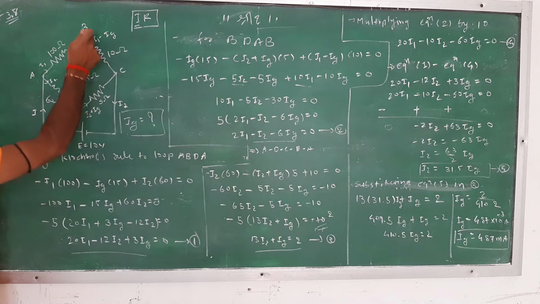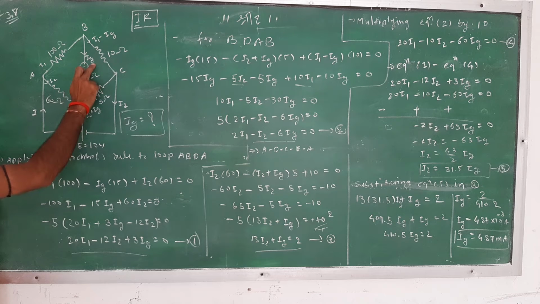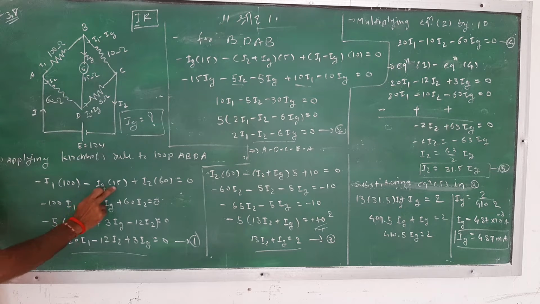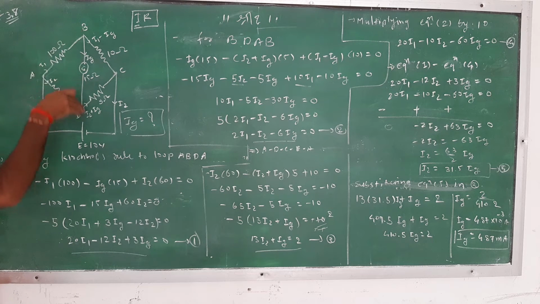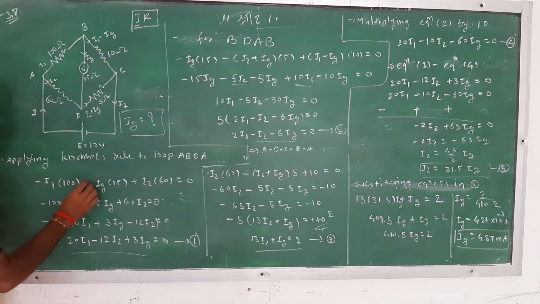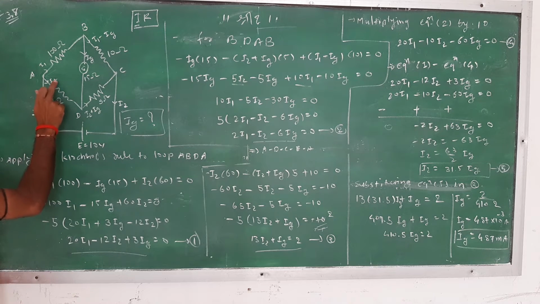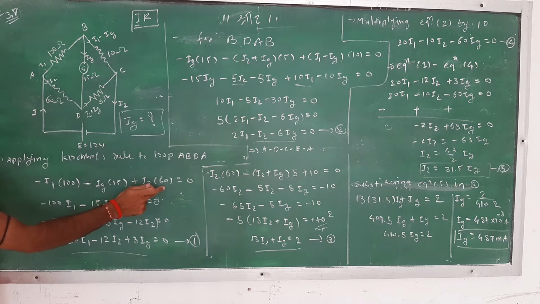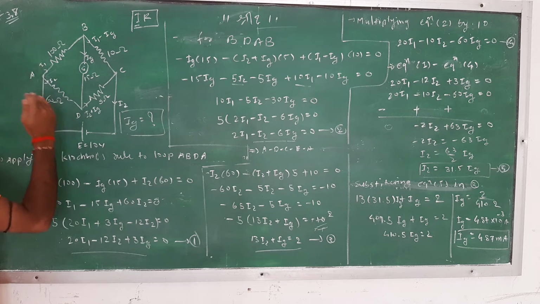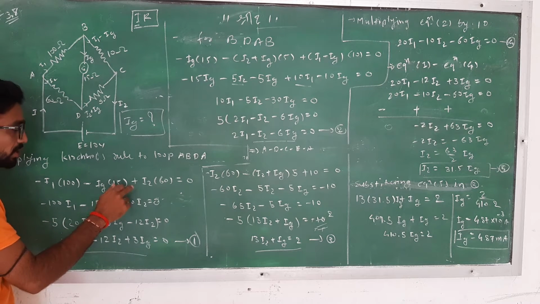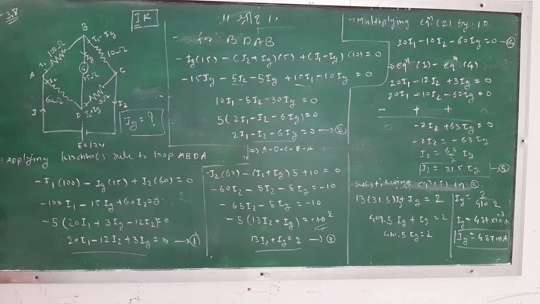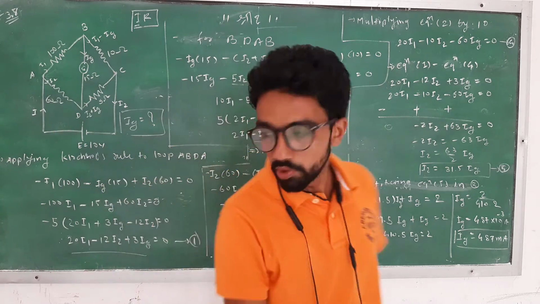Now from B to D, the current is IC and the resistance is 15 ohms, so the potential difference is IC into 15. We go from B to D and the current also flows from B to D, the same direction, so this is negative. Now from D to A, the current is I2 and the resistance is 60. We move from D to A, but the current flows from A to D, so this is taken as positive, because our direction and the current direction are opposite. So we get this equation.